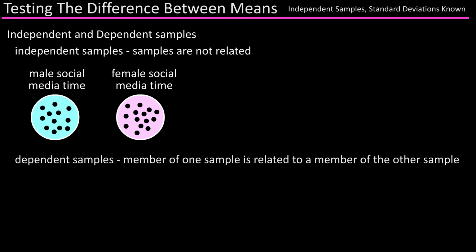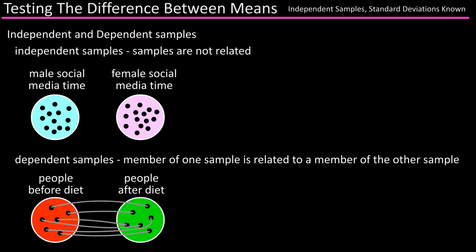Two samples are dependent when each member of one sample is related or corresponds to a member of the other sample. An example of this is the weight of individuals before going on a diet and the weight of those same individuals after 10 weeks of dieting. And dependent samples are often referred to as paired samples or matched samples.